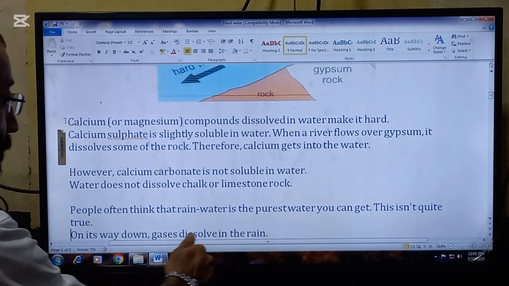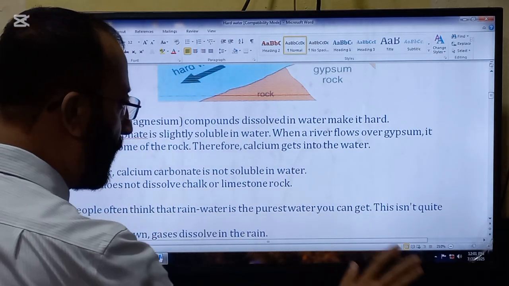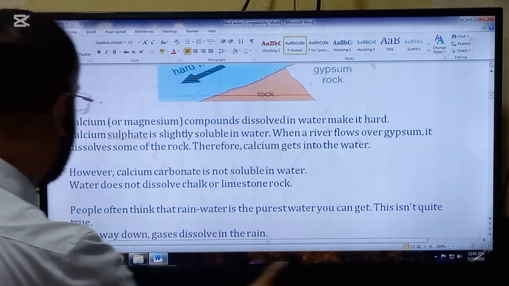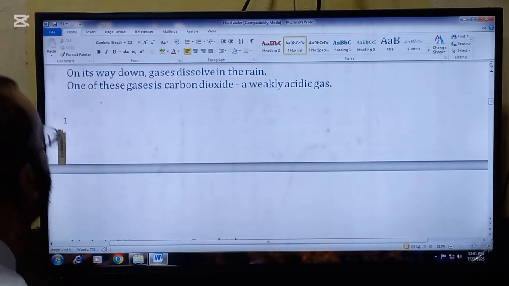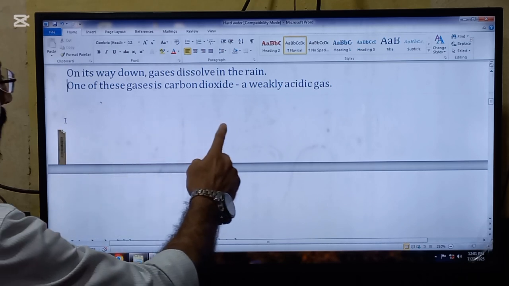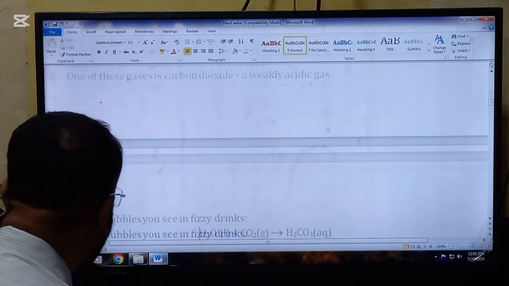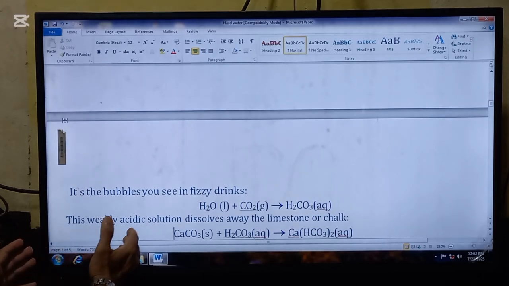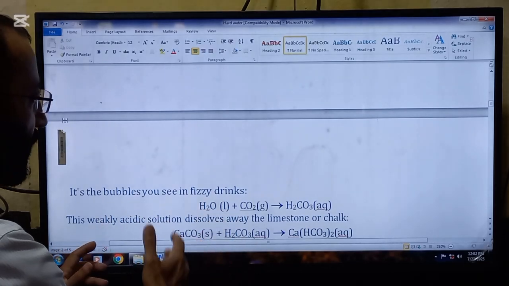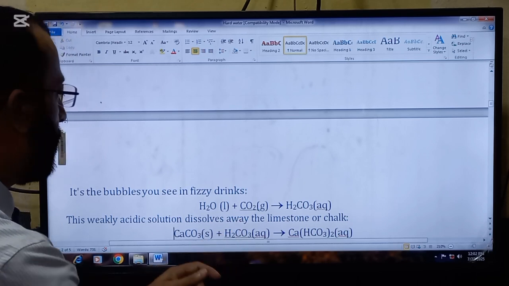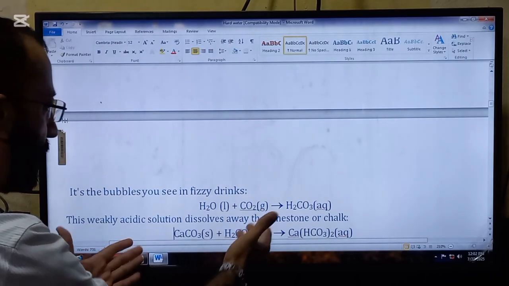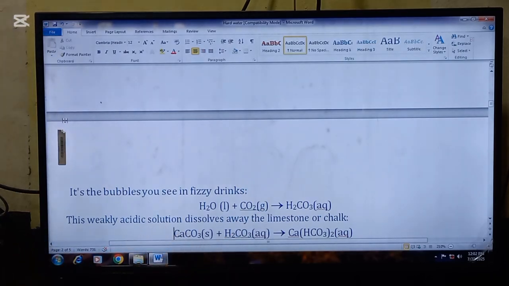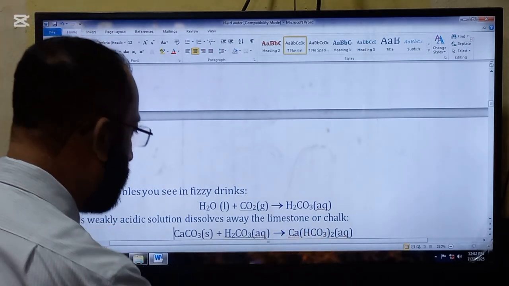People often think that rainwater is the purest water you can get, but this is not true all the time. On its way down, gases dissolve in the rain. One of these gases is carbon dioxide, a weakly acidic gas. It's the bubbles you see in a fizzy drink, because fizzy drinks contain carbon dioxide. When you open the cap of the fizzy drink, you can see the bubbles. This is due to the carbon dioxide gas which is dissolved in the drink. This weakly acidic solution dissolves away the limestone or chalk.